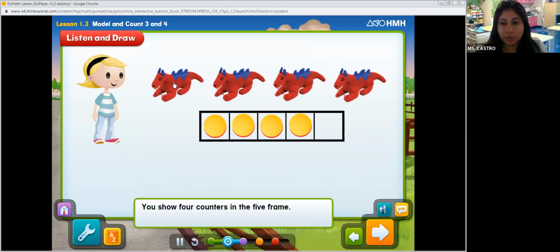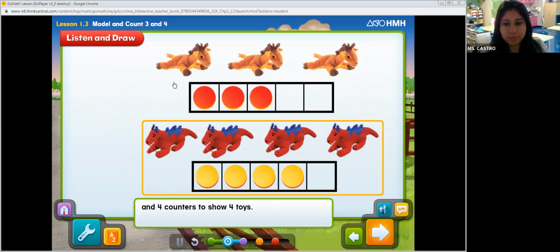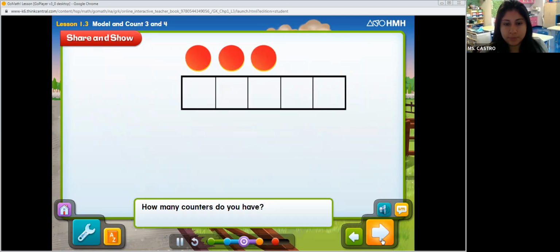You show 4 counters in the 5 frame. The 4 counters in the 5 frame represent the 4 toys. You used 3 counters to show 3 toys, and 4 counters to show 4 toys. How many counters do you have? Move the counters to the 5 frame and count them.